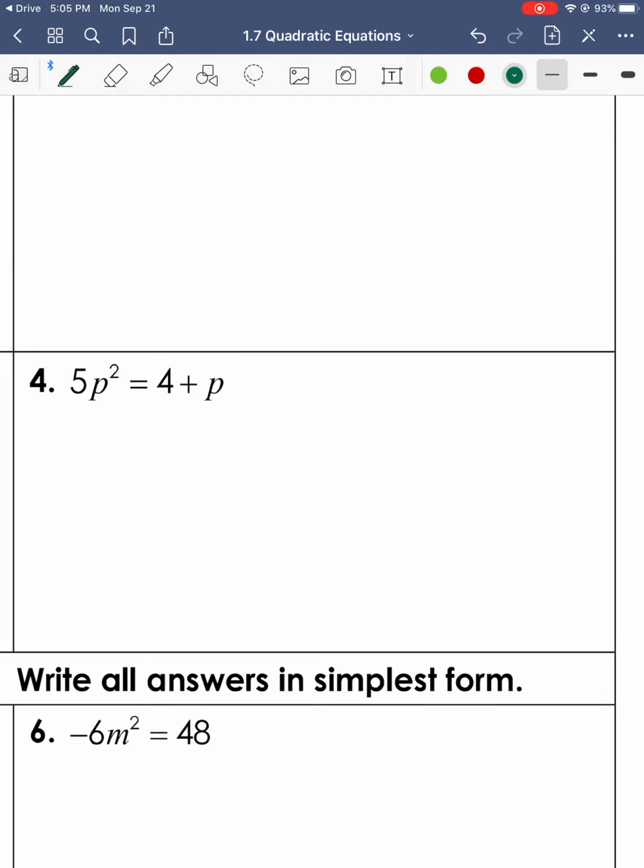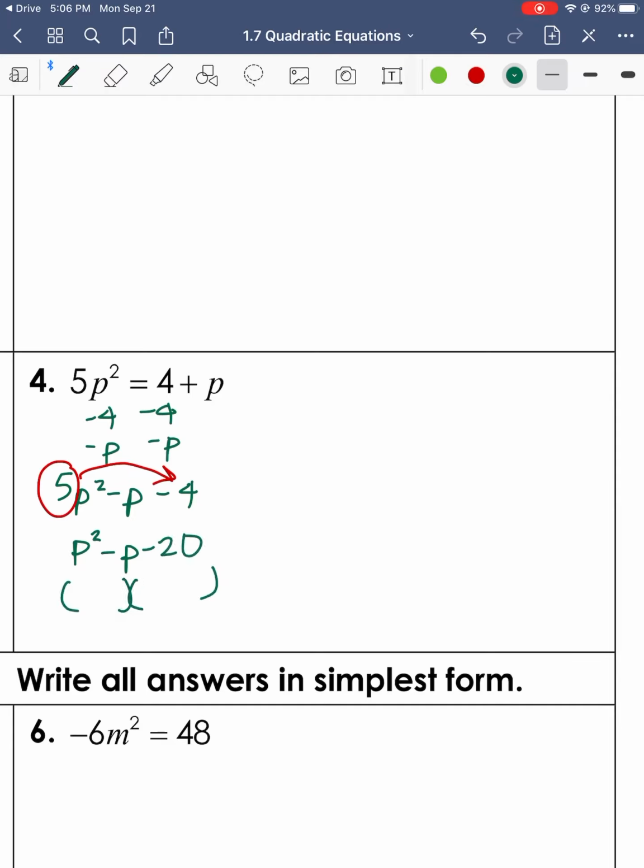I'll do the last one. I'm trying to do the first and last of each section. So here we need to set it equal to 0. So we'll subtract 4 from both sides, and we'll also subtract p from both sides. So we'll get 5p squared minus p minus 4. And then doing our slip and slide method, we're going to take this a and multiply it by c. Then we'll factor this p squared minus p minus 20. Looks like it's going to be 4 and 5. And the 5 has to be negative, 4 has to be positive.